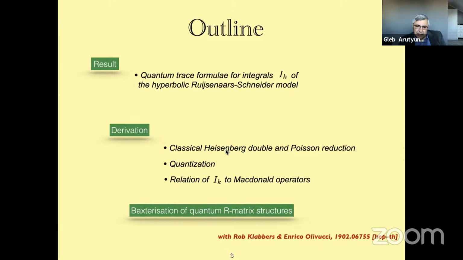Then I will quantize the reduced space, obtain the quantum model, and finally present a relation of these quantum trace formulas to the McDonald operators. And if time permits, I will briefly touch upon an issue of introduction of spectral parameter into the arising quantum matrix structures. This work is done in collaboration with my ingenious former PhD students, Rob Klabers and Enrico Olivucci.